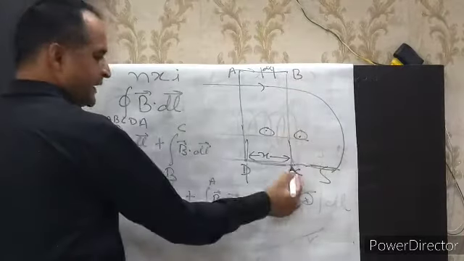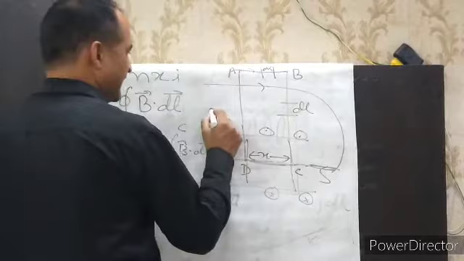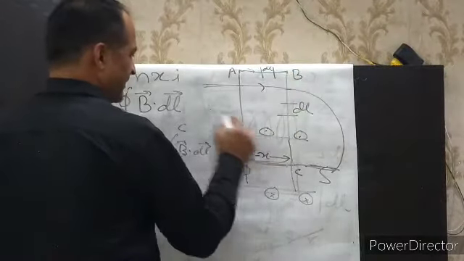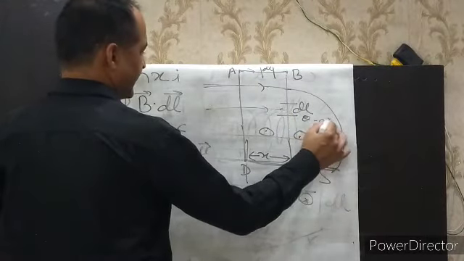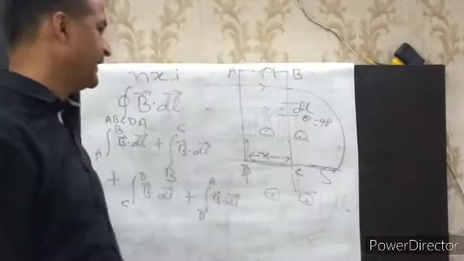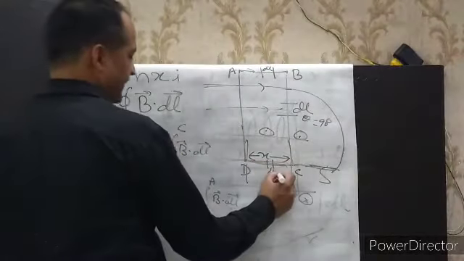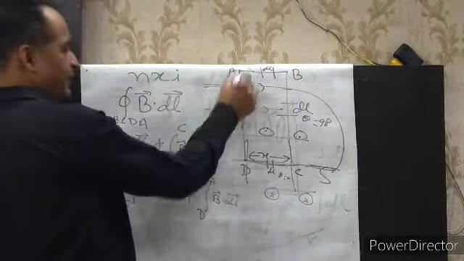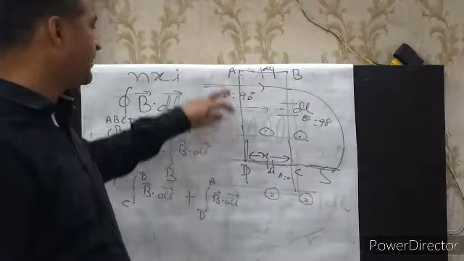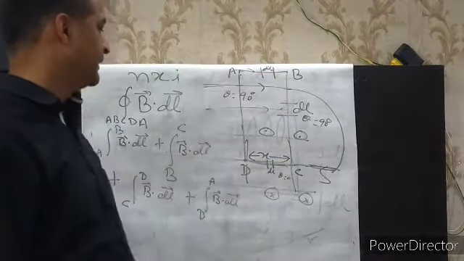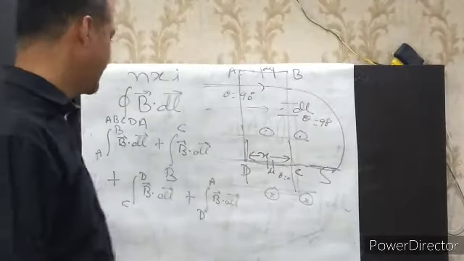For B to C, this is dl, and the magnetic field is perpendicular to this line, so theta is 90 degrees. From C to D, again this is dl and this is the direction of the magnetic field, so theta is 0. From D to A, again theta is 90 degrees. So from D to A theta is 90, from B to C theta is 90, from A to B theta is 0, from C to D theta is 0.